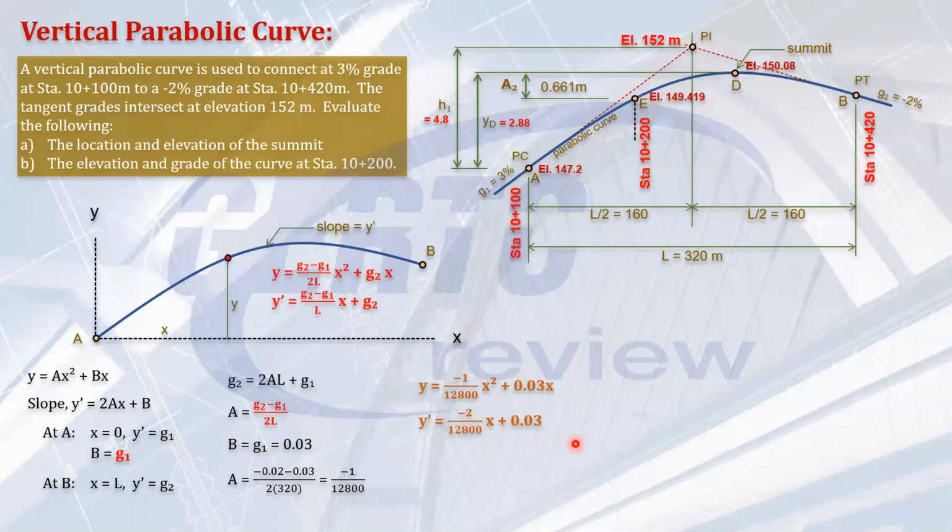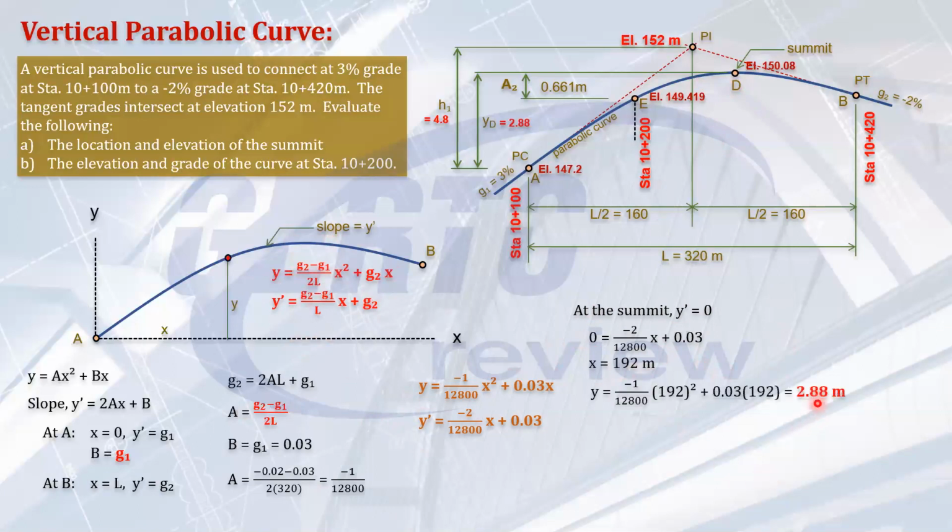Okay, let's try using it. If you want to locate the summit, we know that at the summit the slope is 0. At the summit, y prime is 0. So with y prime 0 here, you can solve the value of x. And the value should be 192 meters. That's the same value we had before. And how about the elevation? So we will solve the value of y. When x is 192, substitute it in this equation and you can solve the value of y. That's 2.88, the same value as before.